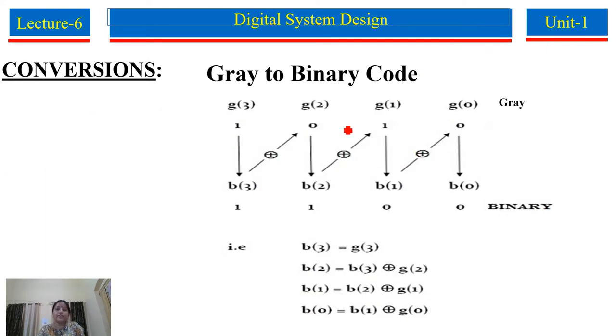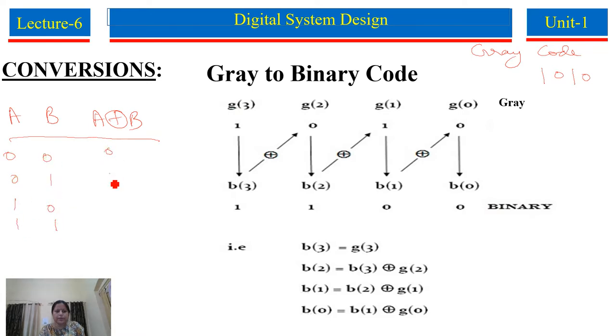Now next is gray to binary code. So for this, again I take one gray code number, that is 1010. How do we convert? For this you also know the truth table of the XOR gate. The truth table of XOR is very simple: 0 0 gives 0, 0 1 gives 1, 1 0 gives 1, 1 1 gives 0. Now first of all, in this case also, write the MSB as it is. MSB means most significant bit, or you can say leftmost bit.